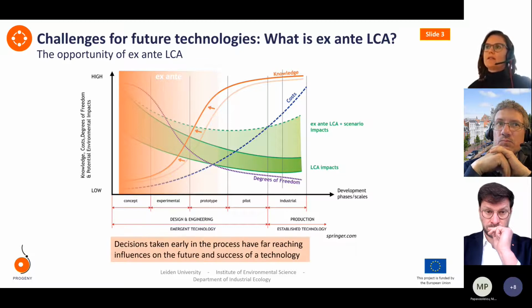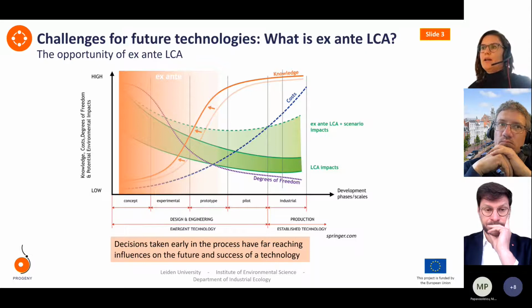And this is not a challenge per se, it's also an opportunity, because at the beginning we have the highest influence on our technology if we make our decisions in a more sustainable way. This we call the Collingridge dilemma, and we see it as an opportunity, and that's why we have ex-ante life cycle assessment.